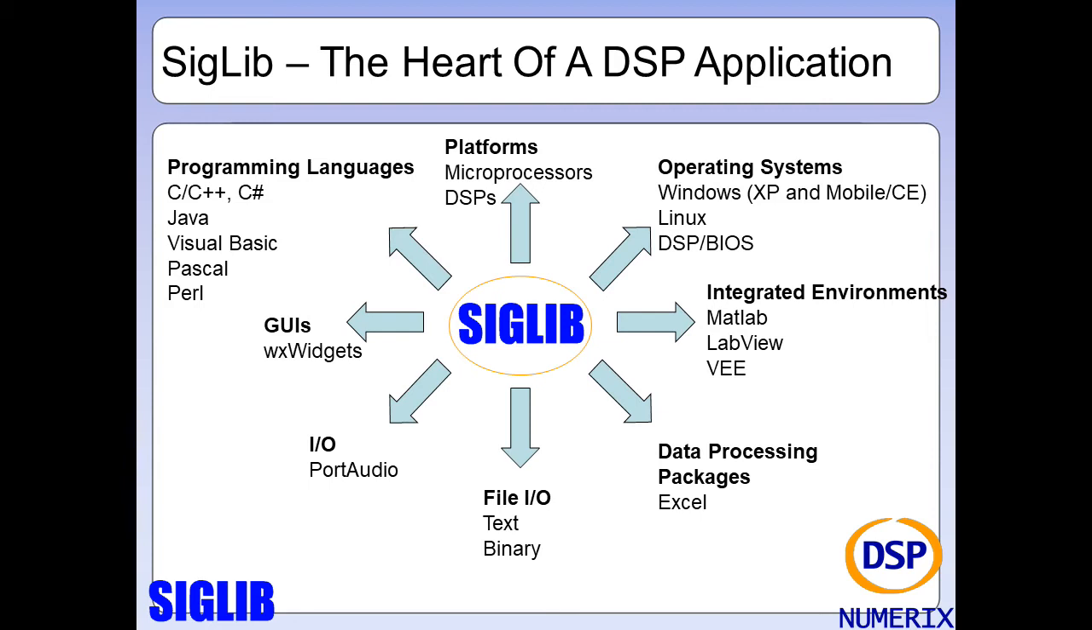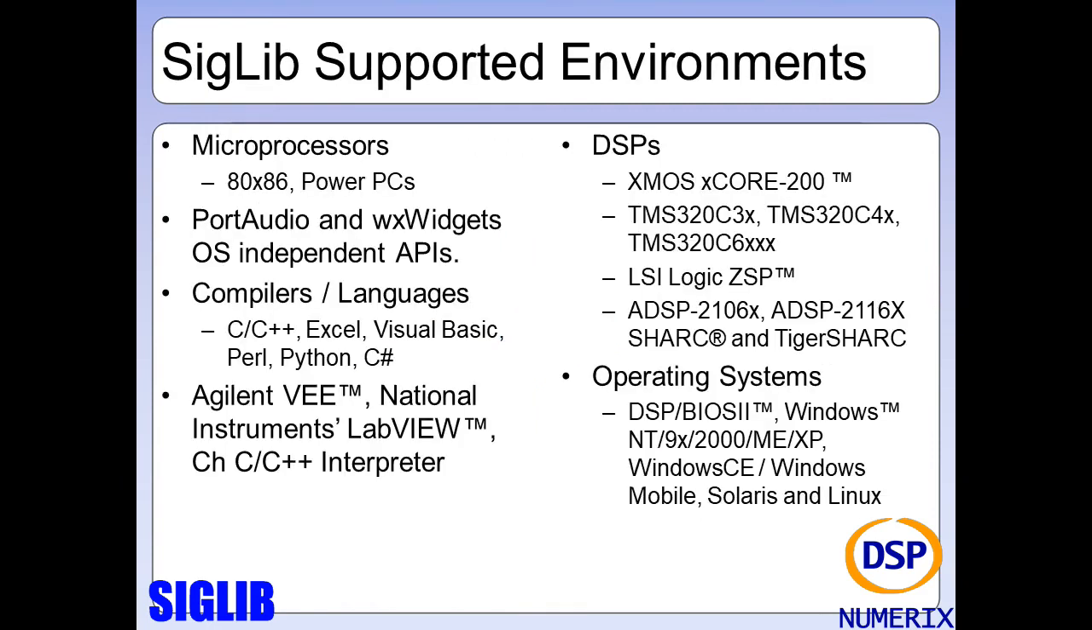SigLib can run on many different platforms, including microprocessors, microcontrollers, and digital signal processing devices, and we'll see some of these listed on the next slide. This slide provides a brief list of all of the architectures supported by the SigLib DSP library. It includes general-purpose microprocessors such as x86, Pentium. It includes all of the major programming languages and scripting languages, DSPs from all of the major suppliers, StarCore, Texas Instruments, LSI Logic, Analog Devices, and many more, and also, of course, all of the major operating systems for both real-time and non-real-time systems.